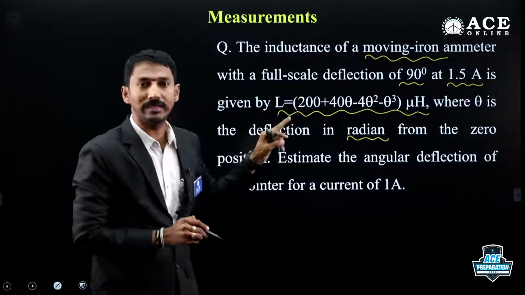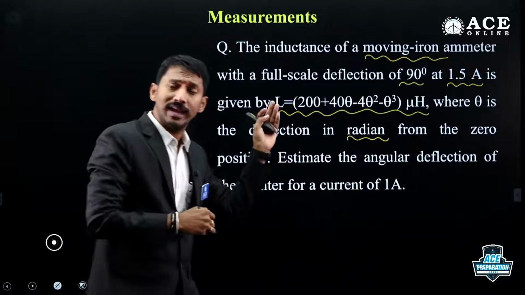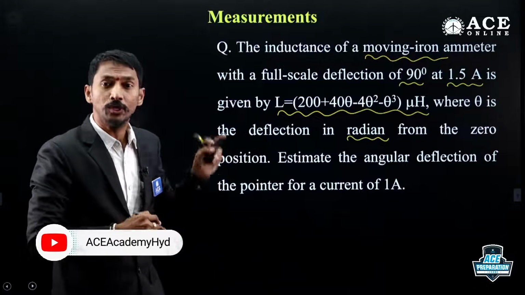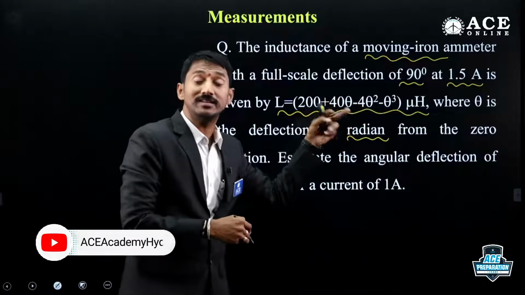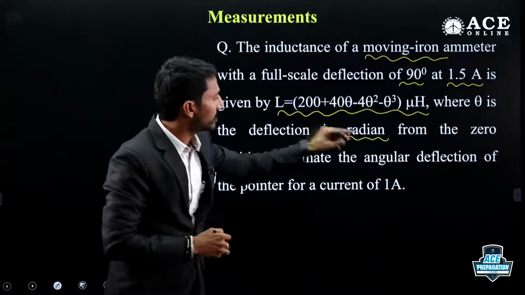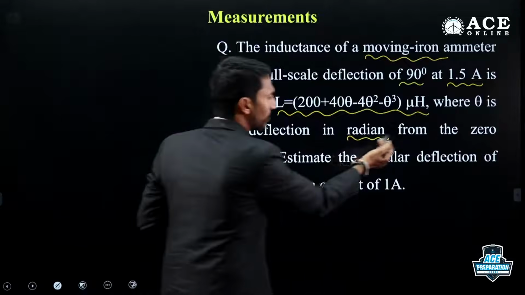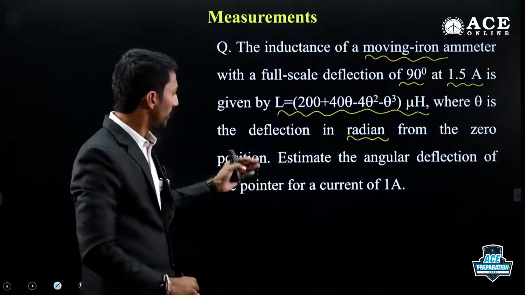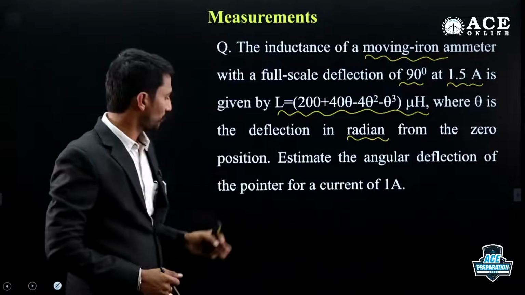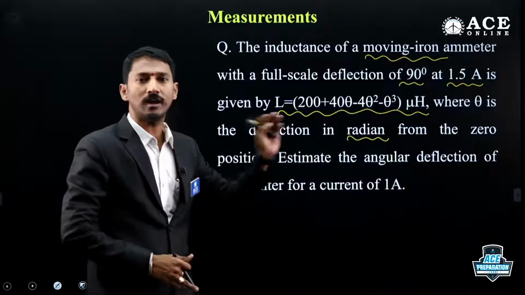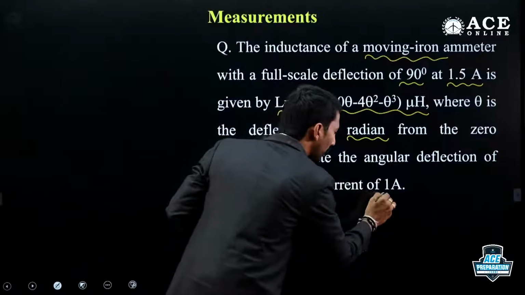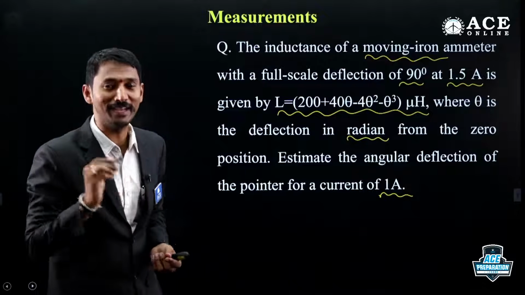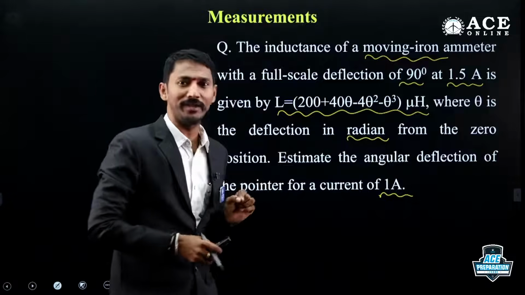Whenever theta appears in the inductance, either self-inductance or mutual inductance, in any instrument, you need to observe the nature of theta, that it is given in radians. Of course, only the range from 0 to full scale is mentioned. Now, estimate the angular deflection of the pointer for a current of 1 ampere. If you are giving 1 ampere of current, what will be the angular deflection? Be clear guys, very important point here.